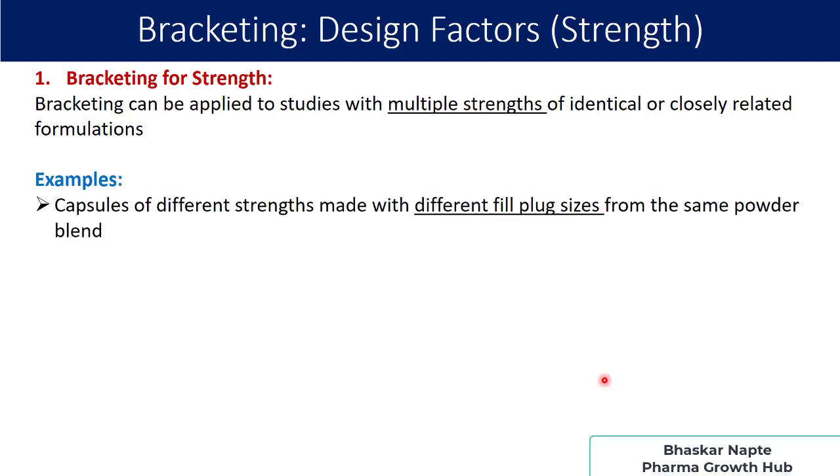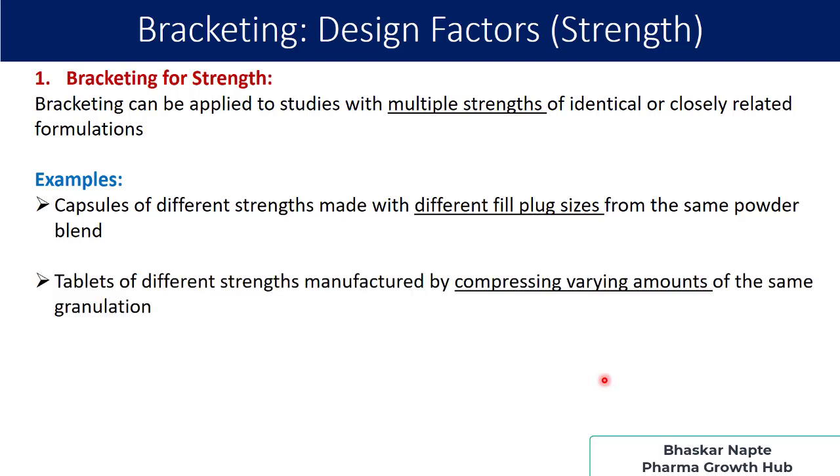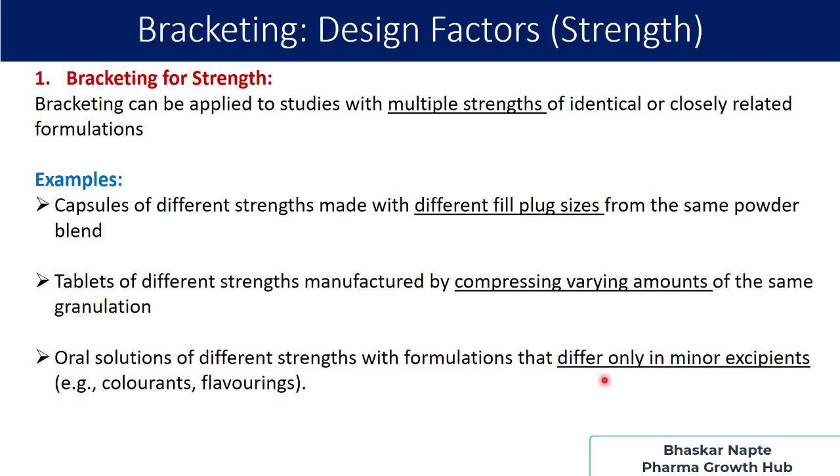Let us have a look at a few examples. The first one is for capsules: capsules of different strengths made with different fill plug sizes from the same powder blend. This is just a dose proportionate formulation, isn't it? So you have a fixed API to excipient ratio across all the dosage strengths. Tablets of different strengths manufactured by compressing varying amounts of the same granulation. Essentially, we are talking about the dose proportionate formulation in the case of tablets also. The oral solutions of different strengths with formulations that differ only in minor excipients like colorants and flavoring agents, except all other factors must remain one and the same, like the API to excipient ratio.